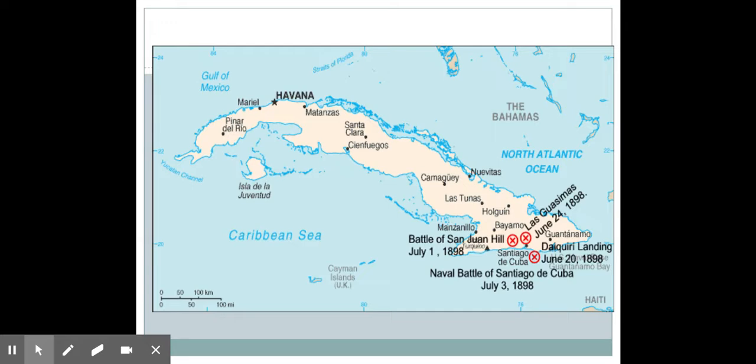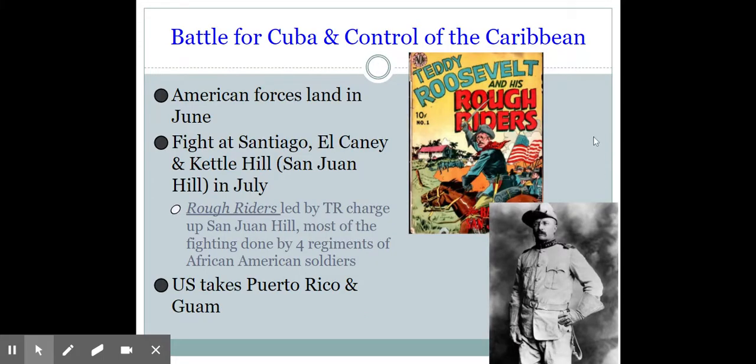But American lives were lost. The ship sunk off the coast of Cuba, and that was seen as legitimacy for going to war. So in April of 1898, Congress declares war for the third time. And by June, the United States is beginning to land soldiers.